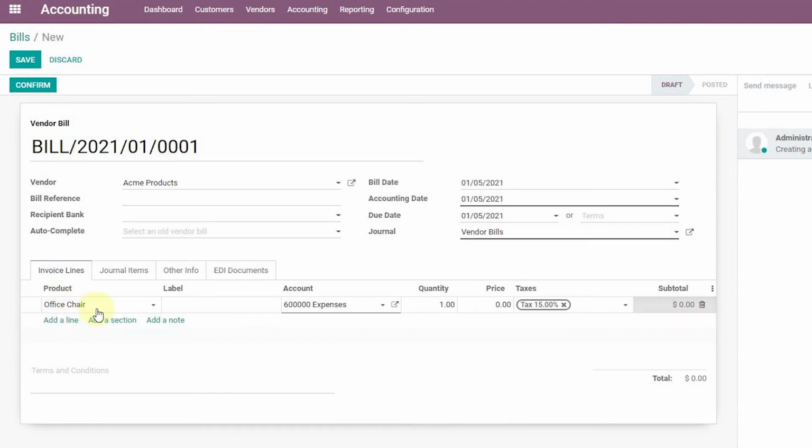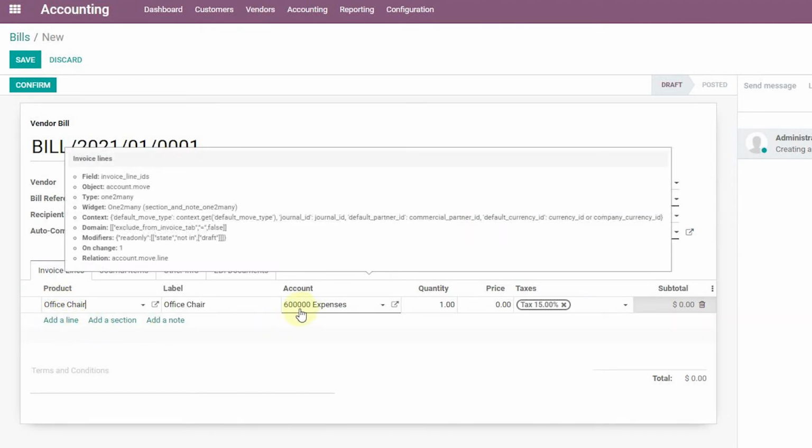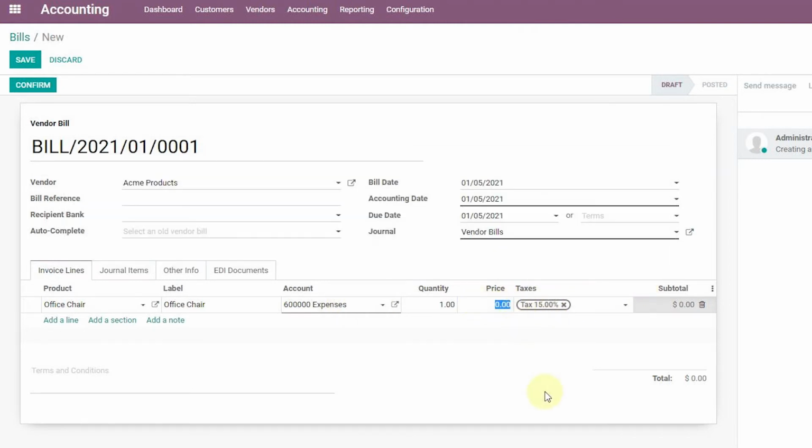And I'll create that office chair. And notice now that it defaults to an expense account. When we were doing invoices and billing customers, it was defaulting to income accounts. Now we have an expense account. And we're going to have a price. And this time, let's do a $200 office chair.